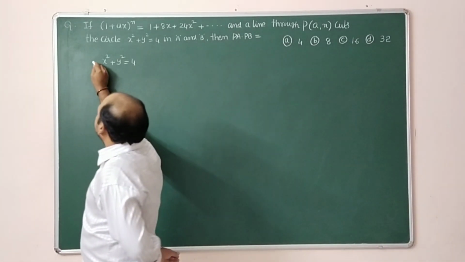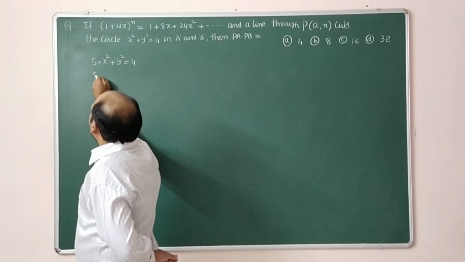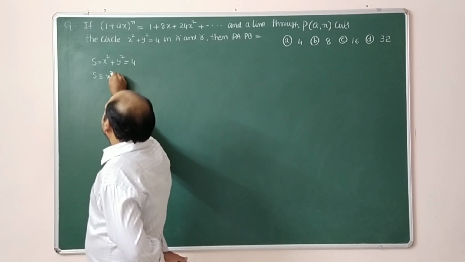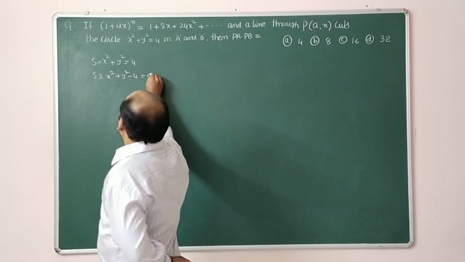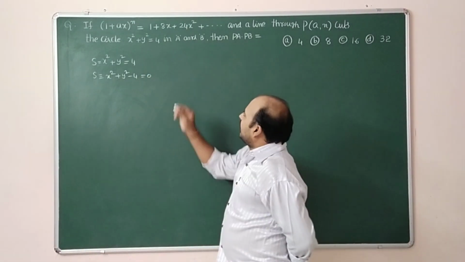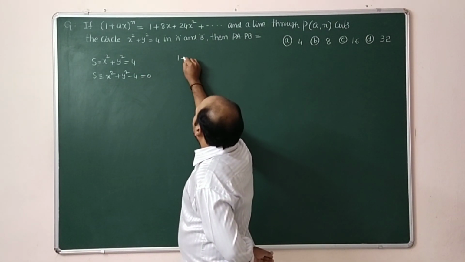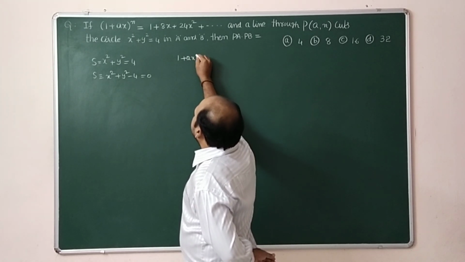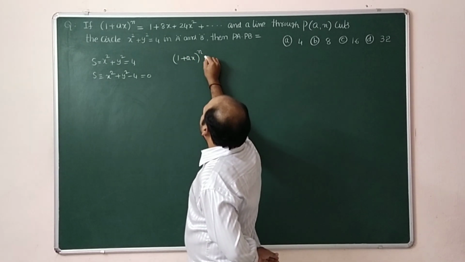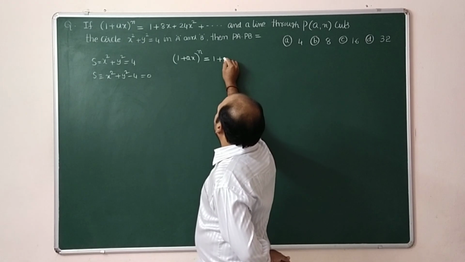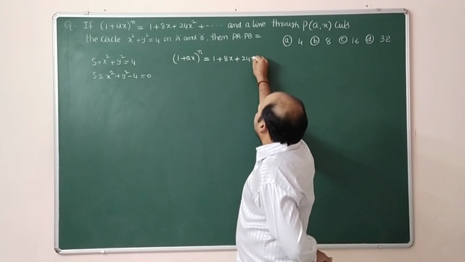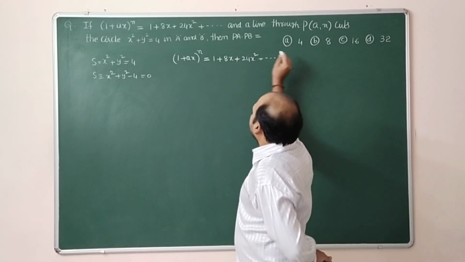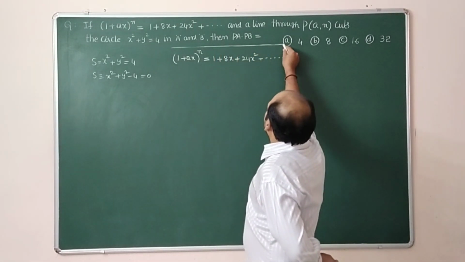So we can write it as S equal to x square plus y square minus 4. This is the equation of the circle. And one more condition is given: (1 plus ax) whole power n is equal to 1 plus 8x plus 24x square plus and so on. This is the given information.